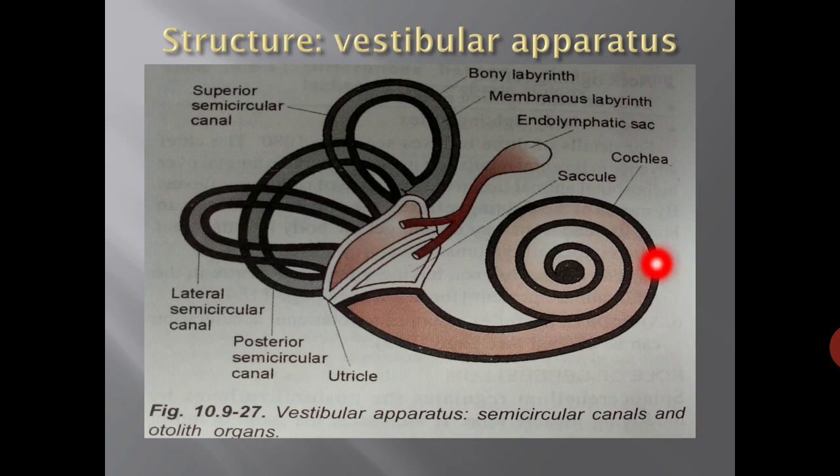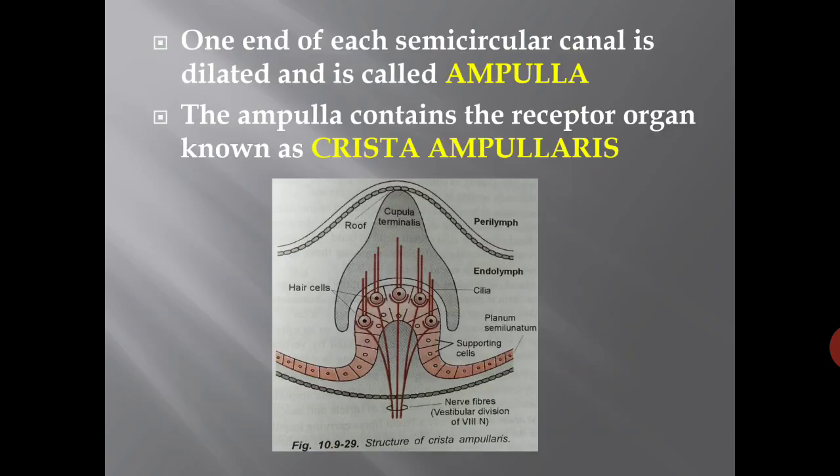Okay, so in this figure you can see this is the anterior or superior semicircular canal. This one is posterior, so the orientation is vertical, and this is the lateral semicircular canal, so the orientation is horizontal. Now one end of each semicircular canal is dilated, which is known as the ampulla, and the ampulla contains a receptor organ known as the crista ampullaris.